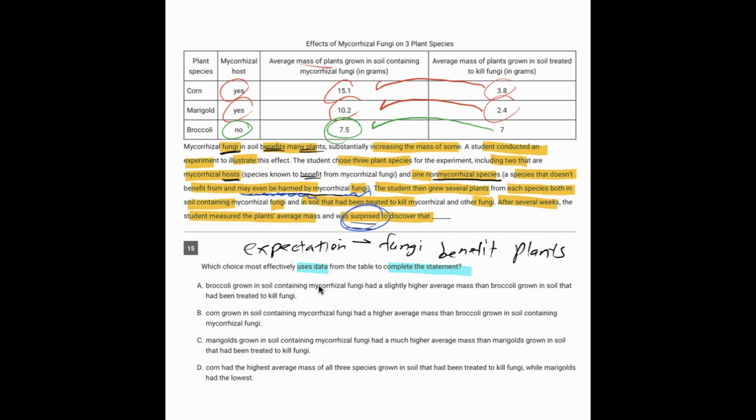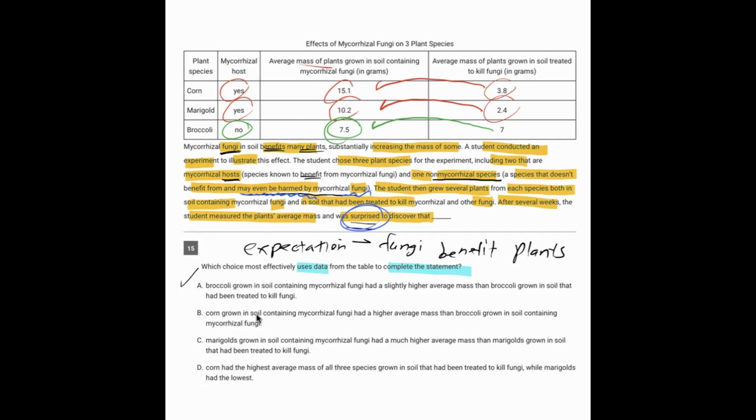Broccoli grown in soil containing the fungi had a slightly higher average mass than broccoli grown in soil that had been treated to kill the fungi. That's exactly what was surprising to me as well, because that one was not supposed to be a host for the fungi, so we'll leave that for later.